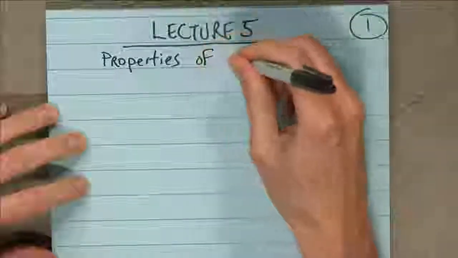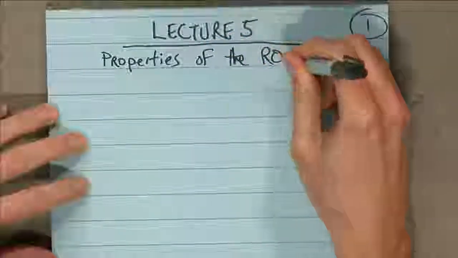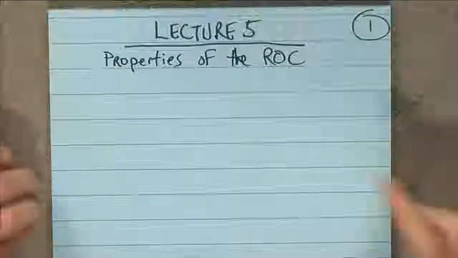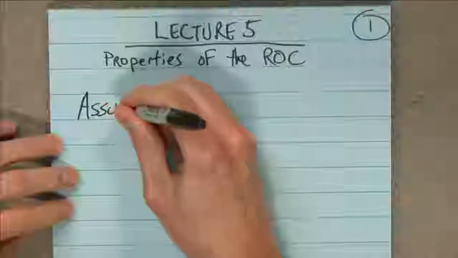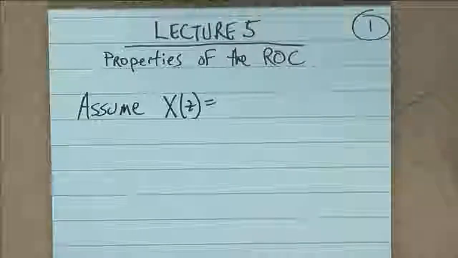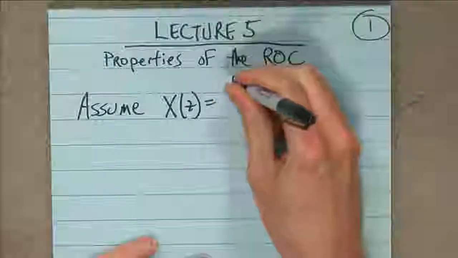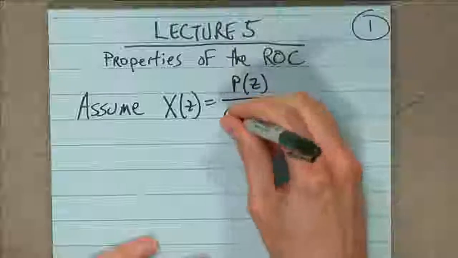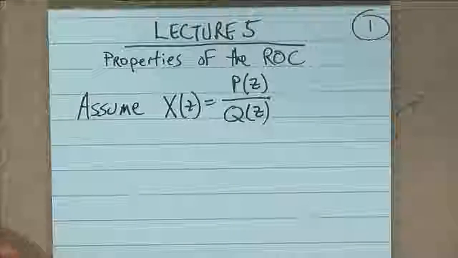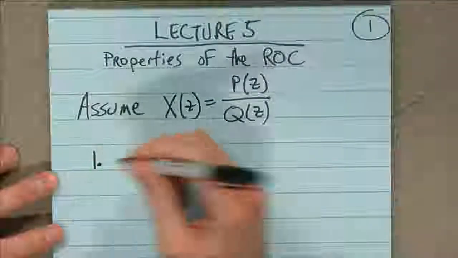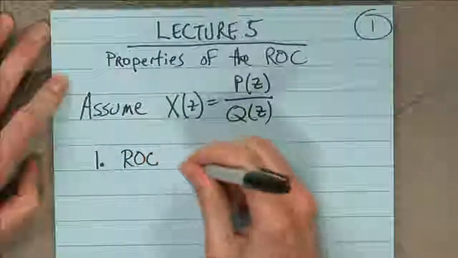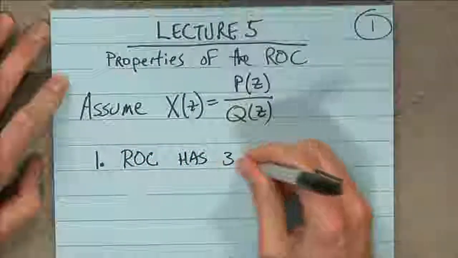So, properties of the region of convergence. For the purposes of going through these properties, we're going to assume right now that X of z is a rational function, so P of z divided by Q of z: some polynomial in the numerator, some polynomial in the denominator. So a rational expression of z. Given that, not every region of convergence is possible. So the ROC has 3 forms.